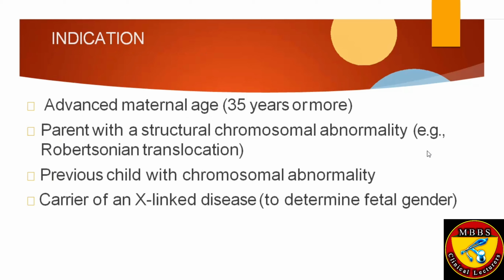So prenatal evaluation usually is suspected if any female has a pregnancy at 35 or more, a parent with a structural chromosomal abnormality, a previous child with a chromosomal abnormality, or a carrier of an X-linked disease, to determine the fetal gender.